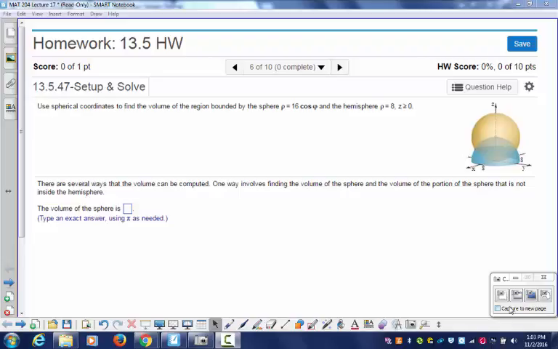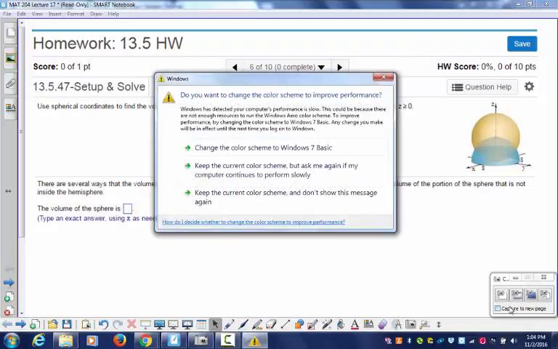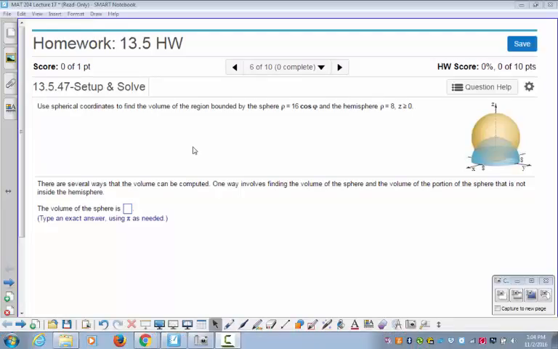So what they're suggesting is to find the volume of the, let's see, what do they say here? Find the volume of the sphere and the volume of the portion of the sphere that's not inside the hemisphere. So if we find the volume of the whole gold sphere, and then figure out the volume that's not in the hemisphere, then we can subtract that from the volume of the sphere, and then we have what we're looking for.